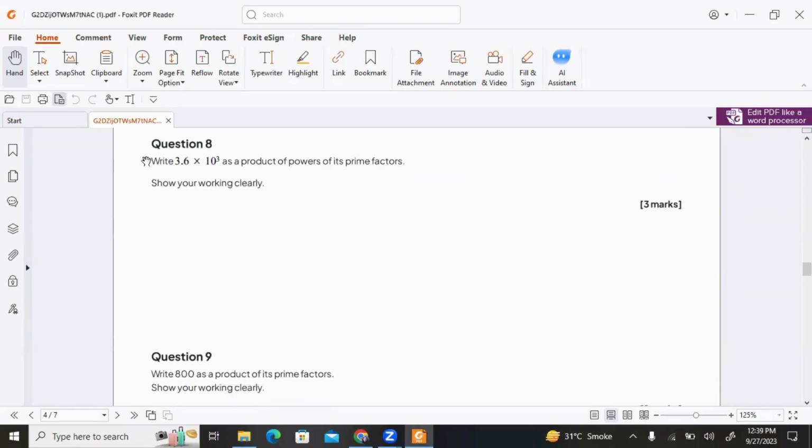Question 8 says write 3.6 times 10 to the power of 3 as a product of powers of prime factors. So what we're going to do is first convert 3.6 times 10 to the power of 3 into 3600.